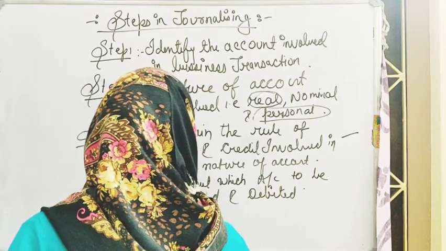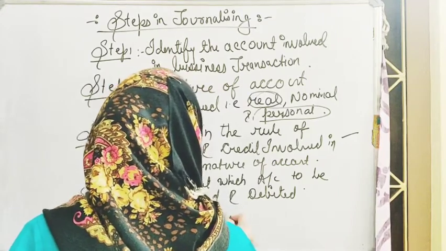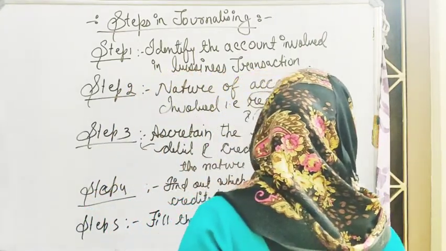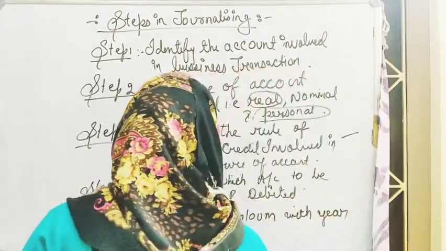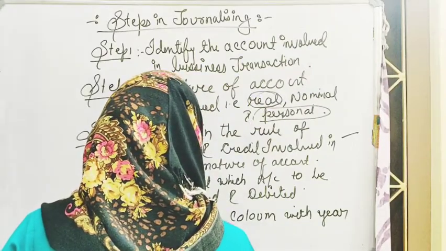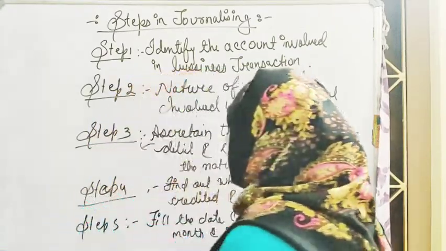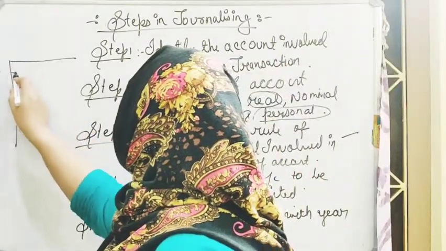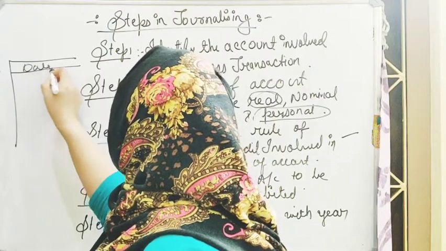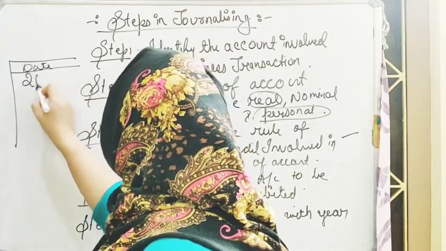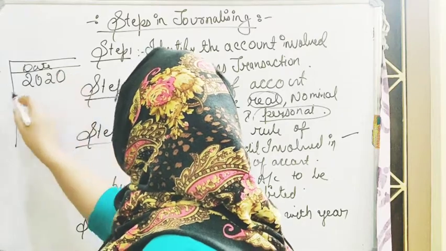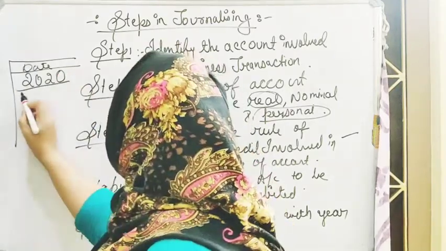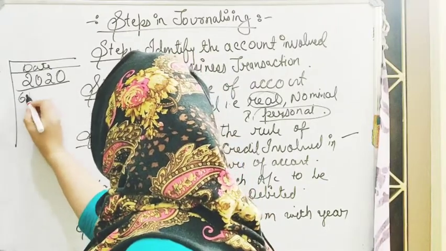Step 5 is to fill the date column with year, month and date. Whenever we write a journal entry, the first part we come across is the date column. So we have to write here the year 2020. Then we have to write the month and the date. It's 6th August.